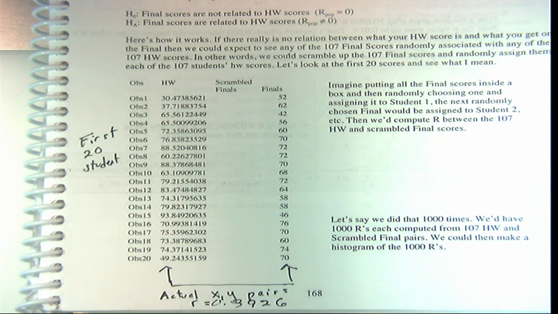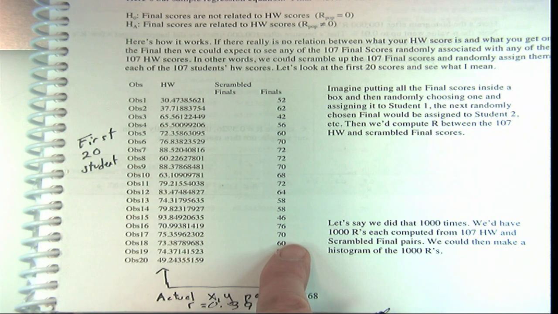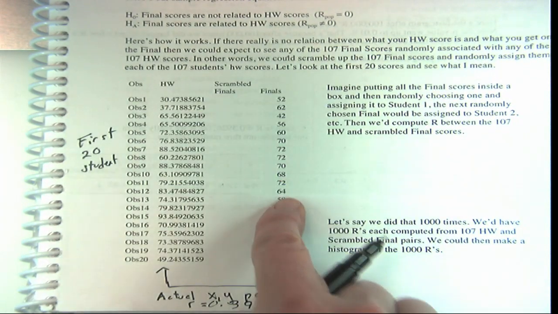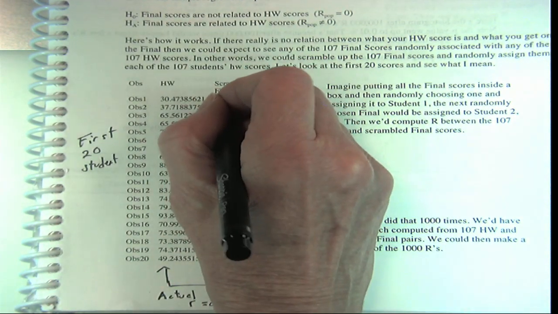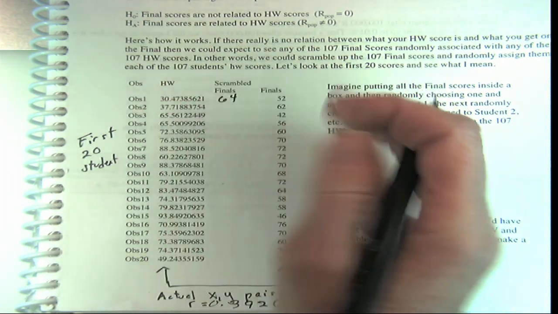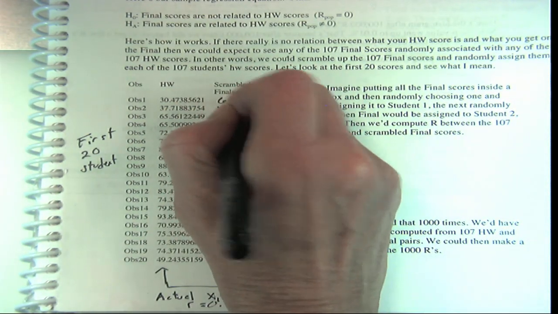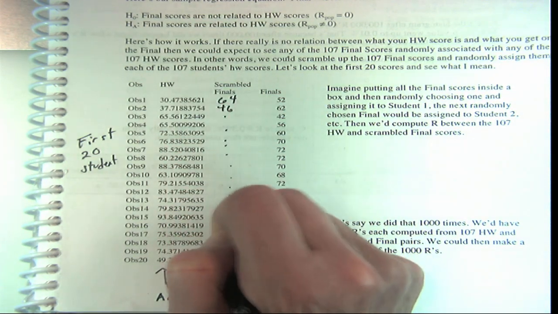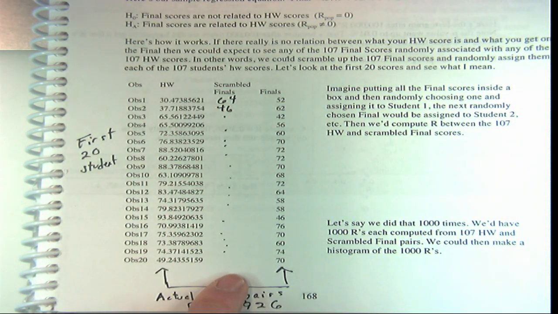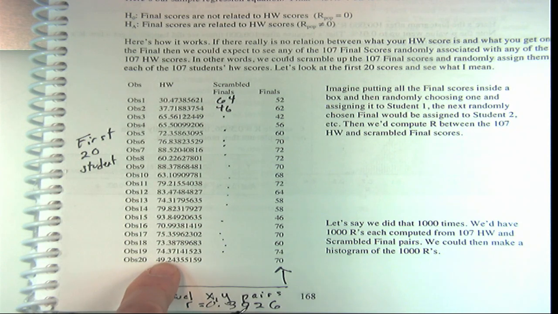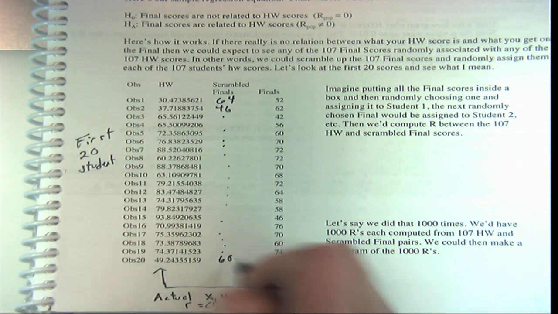Okay? But what we're going to do now is we're just going to randomly scramble them. We're going to let the computer do that. So it's just going to randomly pick, let's say it got 64 for this person. And then it will throw that one out, and then it'll do it again. And let's say it got 46 for the next person, all the way. So it's going to assign a scrambled random final to each of these homework scores. Let's say it got all the way down to 60 here.